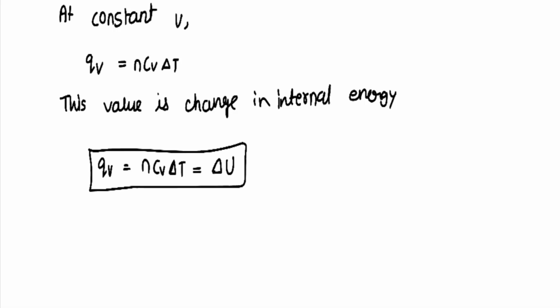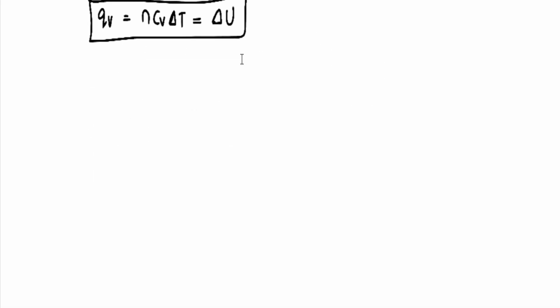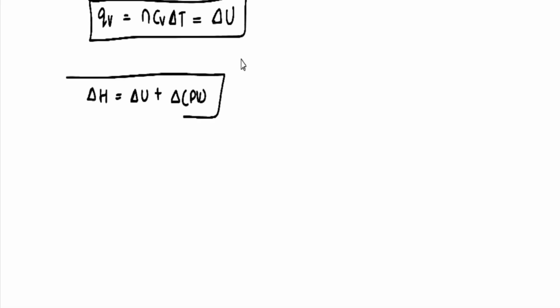Now also we know that the relation between delta H and delta U is that delta H is equal to delta U plus delta PV. So this is the standard relation. This is for, let us assume, 1 mole of a gas. So this is the relation.